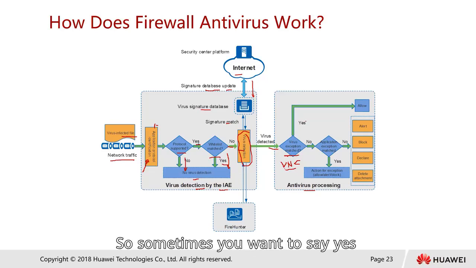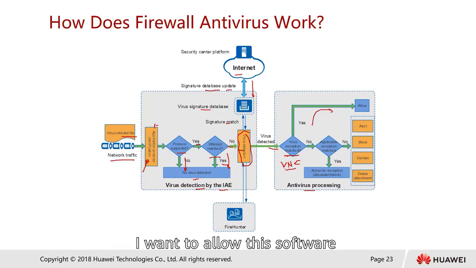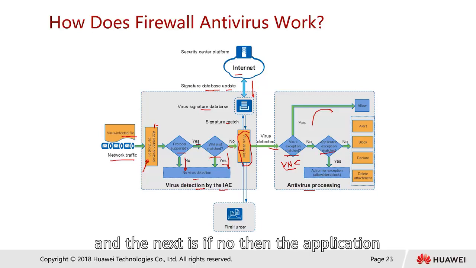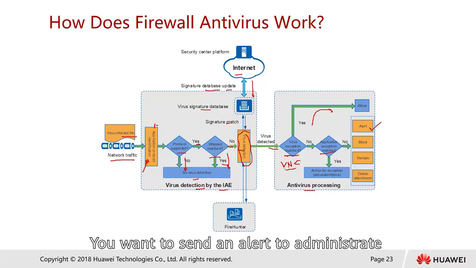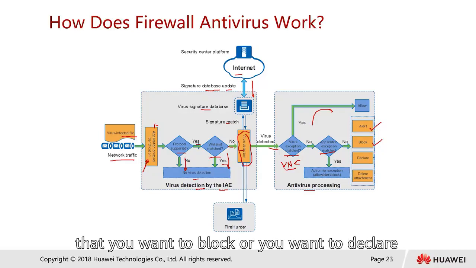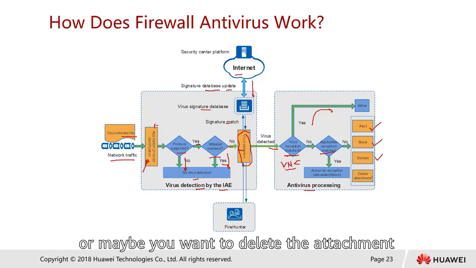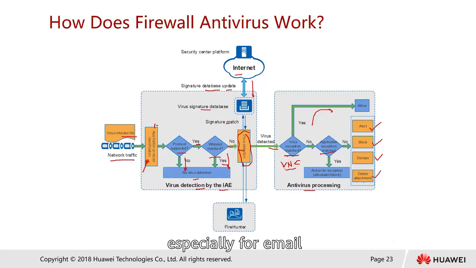So sometimes you want to say yes, I want to allow this software, and the next is, if no, then the application exception matches. Then if this is truly a virus, what do you want to do? You want to send an alert to the administrator, block, declare, or maybe delete the attachment, especially for email. So these are the processes.